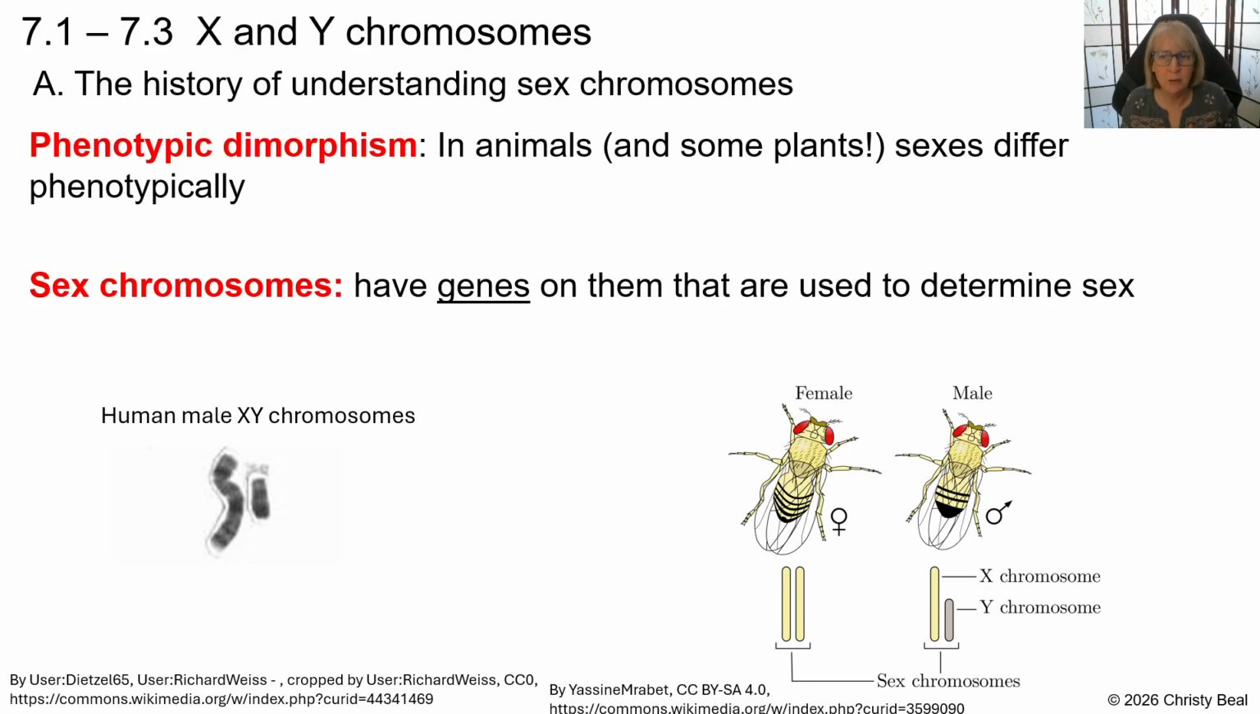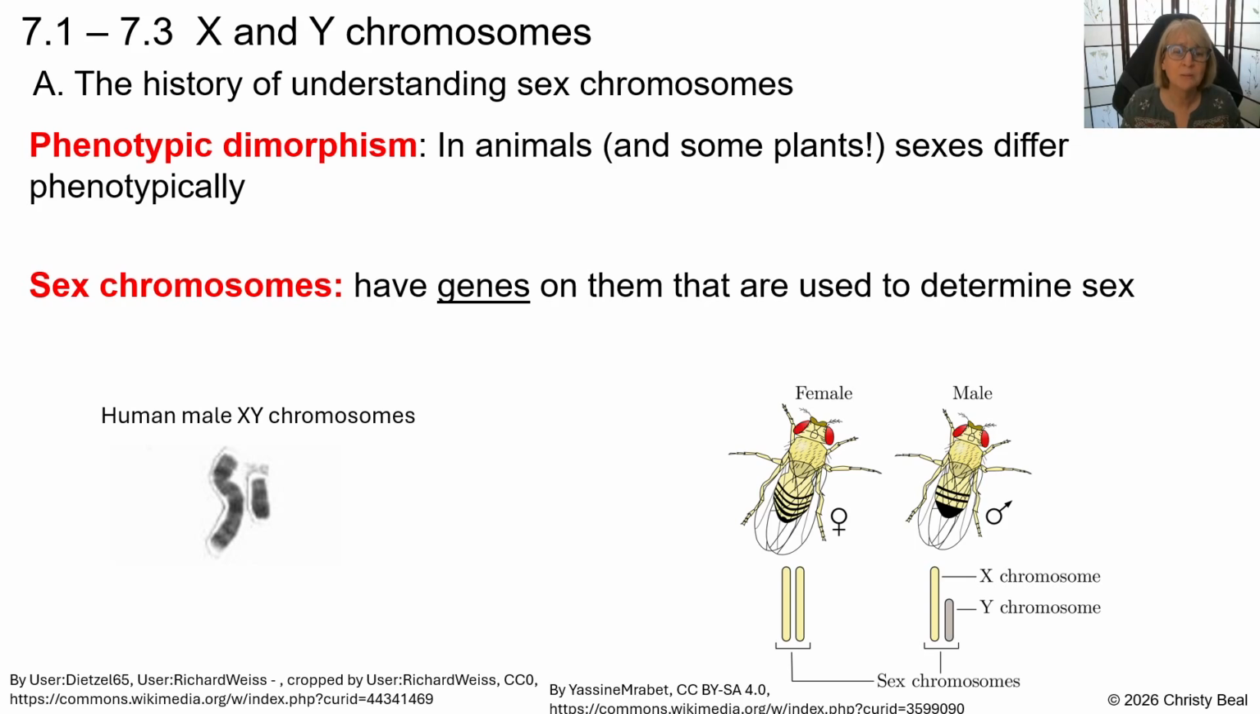So in animals and some plants, actually, sexes differ phenotypically. You can tell the difference between a male and a female by expressed characteristics. We tend to start out, when we start using genetics in our everyday life, thinking that those sex chromosomes completely determine the sex of an animal, whether they develop as male or female, but that's not always true.